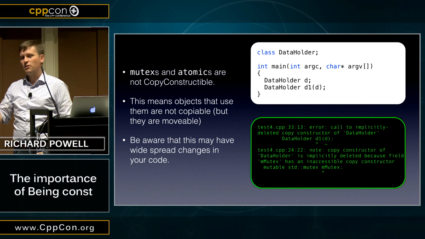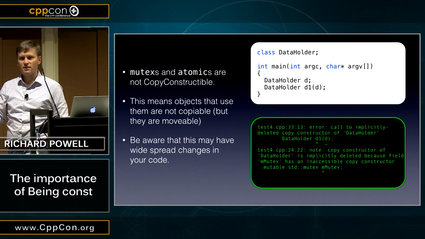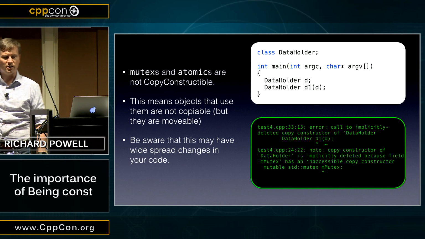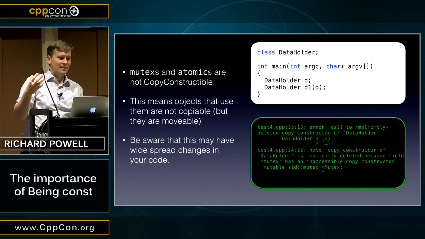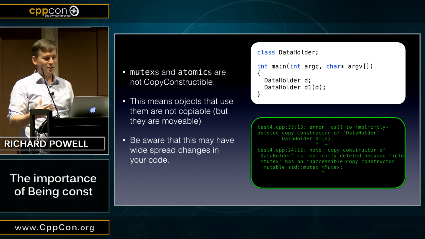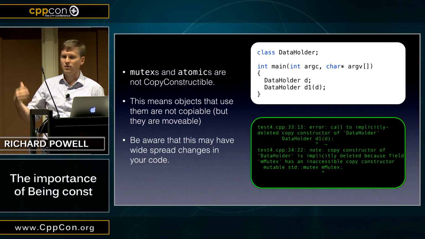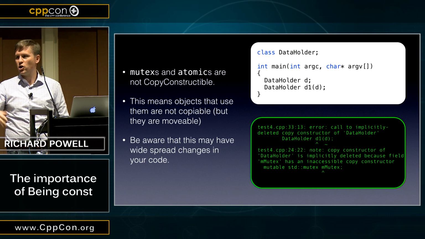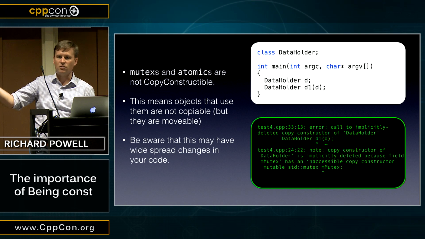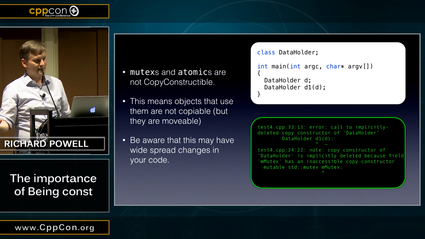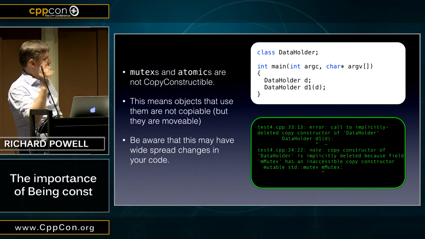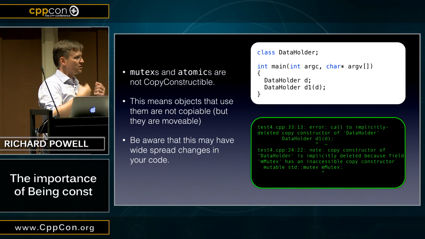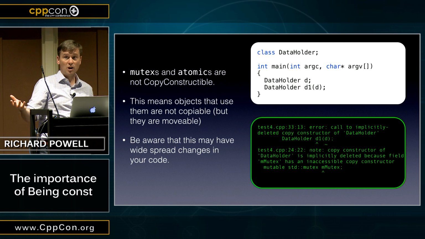So one thing to note, though, is that mutexes and atomics are good synchronization primitives, but they are not copyable. So you might think, oh great, I want to make this change. I'm going to add an atomic int, or I'm going to add a mutex, and suddenly your code may break in other places because now you have made your objects non-copyable.